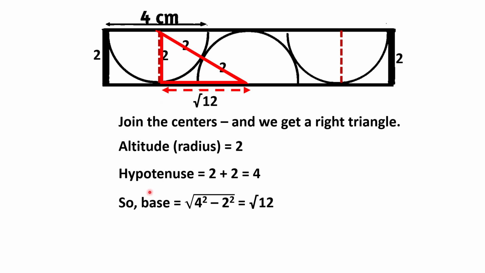So by Pythagoras theorem, the base will be square root of 4 square minus 2 square, that is root 12. We are joining the centers of the first two semicircles and we get a right angle triangle. The hypotenuse is 2 plus 2 and the altitude is 2, so the base is root 12. This distance, marked by the red dotted line, is root 12 centimeters.